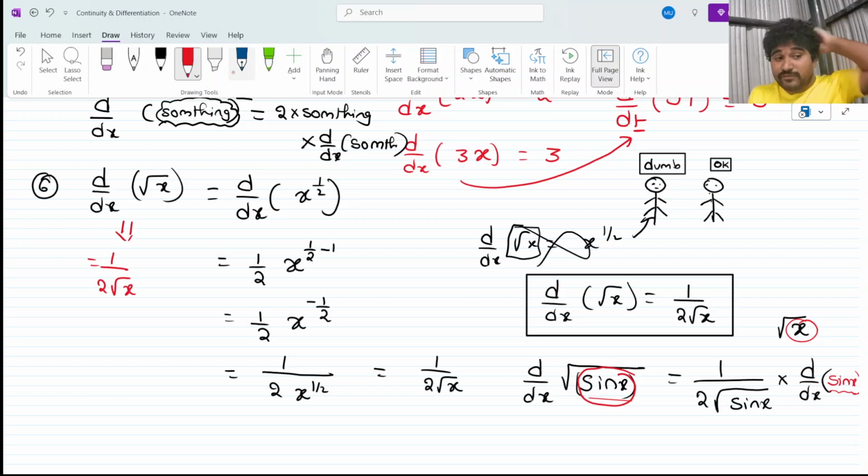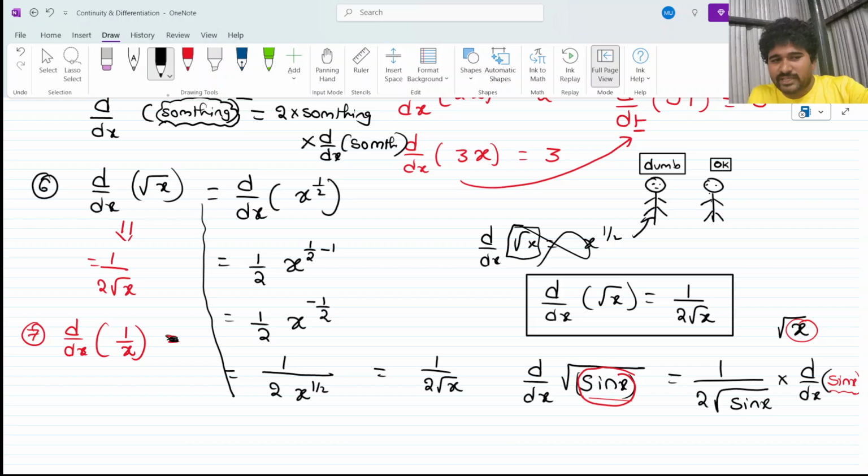And some people, if I ask this formula, they will show their talent. d by dx of 1 by x. They will tell it as x power minus. Is that correct? No. What did they do? They wrote it properly, like d by dx of 1 by x is written as x power minus 1. Yes or no? Because I know the formula of x power n. That's why I am writing in that manner.